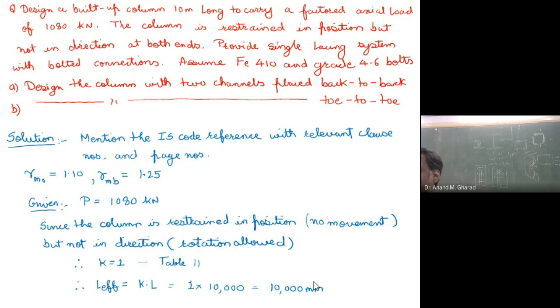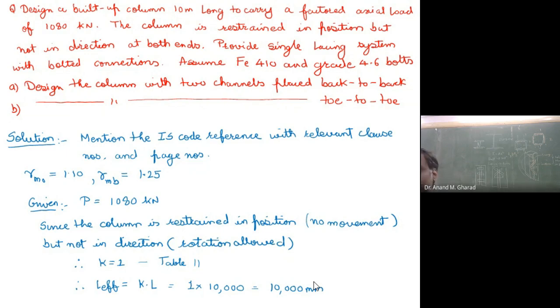These are partial safety factors for material and for bolt. Okay, factored load is already given. So you need not multiply the value of load by 1.5. Since the column is restrained in position, that is no movement, and it is not restricted in the direction, that is there are some rotations, so it is hinged. Find out the K value from table 11. So you please refer table 11.